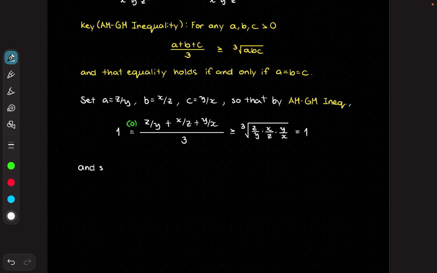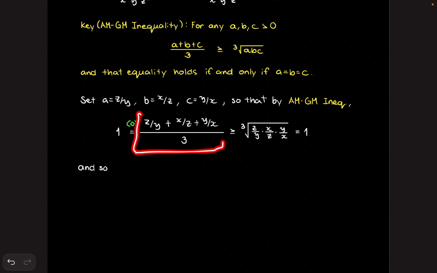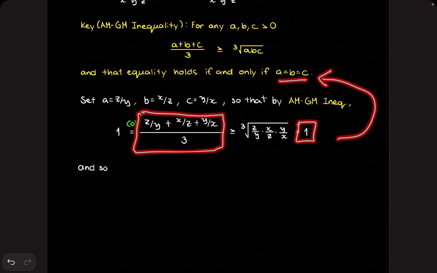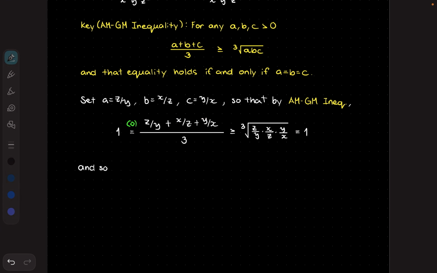and so if equality holds, take note that if equality here, if this one is equal to 1, we know that if equality holds, we go back here, we must get that a equal to b equal to c. Or in other words, we will be obtaining that z over y is equal to x over z is equal to y over x.